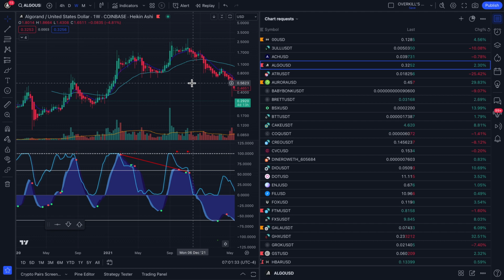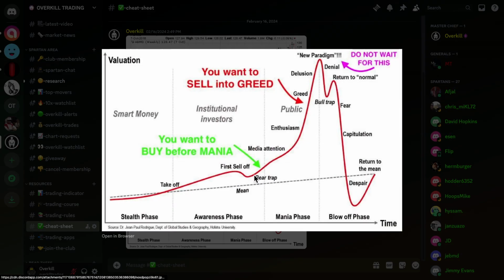So the first chart I want to start off with today is Algorand. And Algorand gave us a perfect setup back here in August of 2021. This is an ISO token. So what happened was we had this massive breakout. So when I talk about the mean back here on our chart, the mean is the average. Everybody learned that in math class in like kindergarten or 6th grade or whatever grade it was. The mean is the average price.